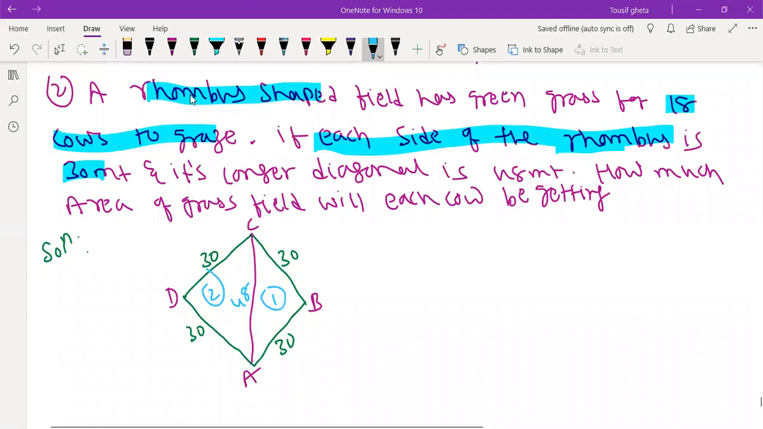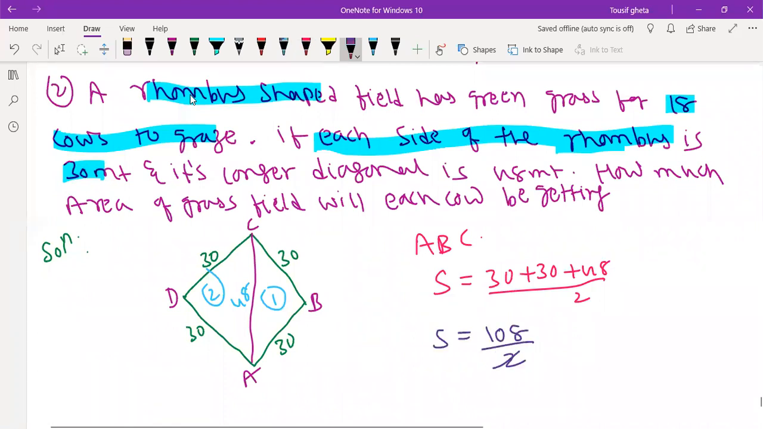you can find out how much area is available to each cow. Whatever the area we get will be divided by 80. The area of one triangle will be equal to the area of the other triangle, both areas will be equal. Understood? Only one triangle area you find out. So come on, you can do faster than me. I will find out for ABC first. In ABC, S is equal to (30 + 30 + 48) by 2. So you will get S is equal to 108 by 2, S is equal to 54 meters.